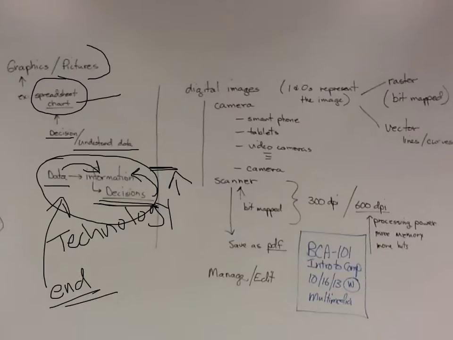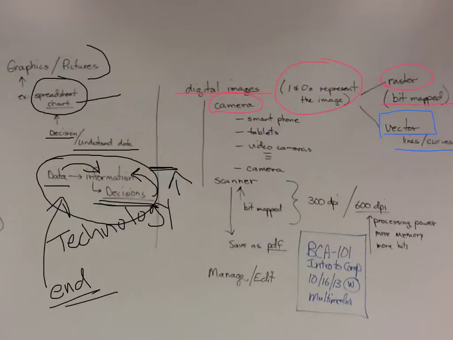We talked about digital cameras. Getting a digital image is, more or less, an image stored as ones and zeros. We can store it as a raster image, bitmapped, or we can store it as a vector image using lines, curves, and points to connect them.